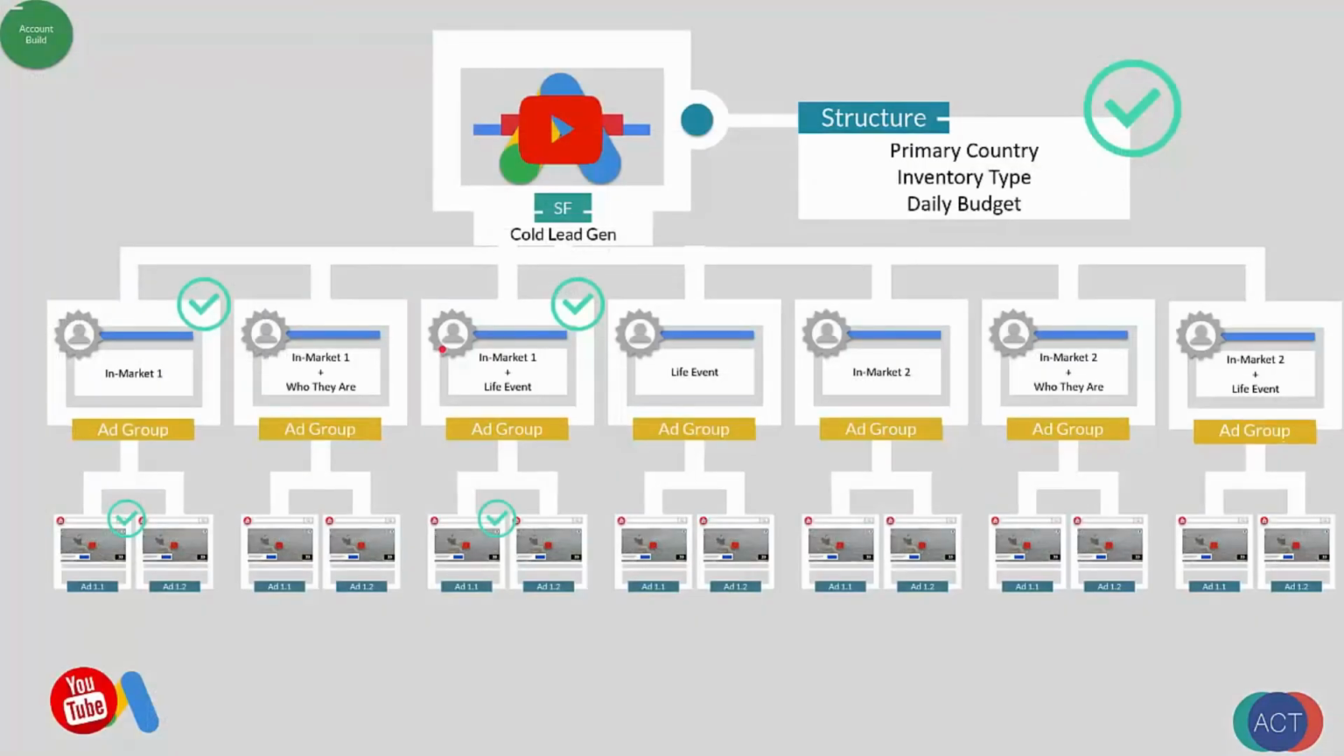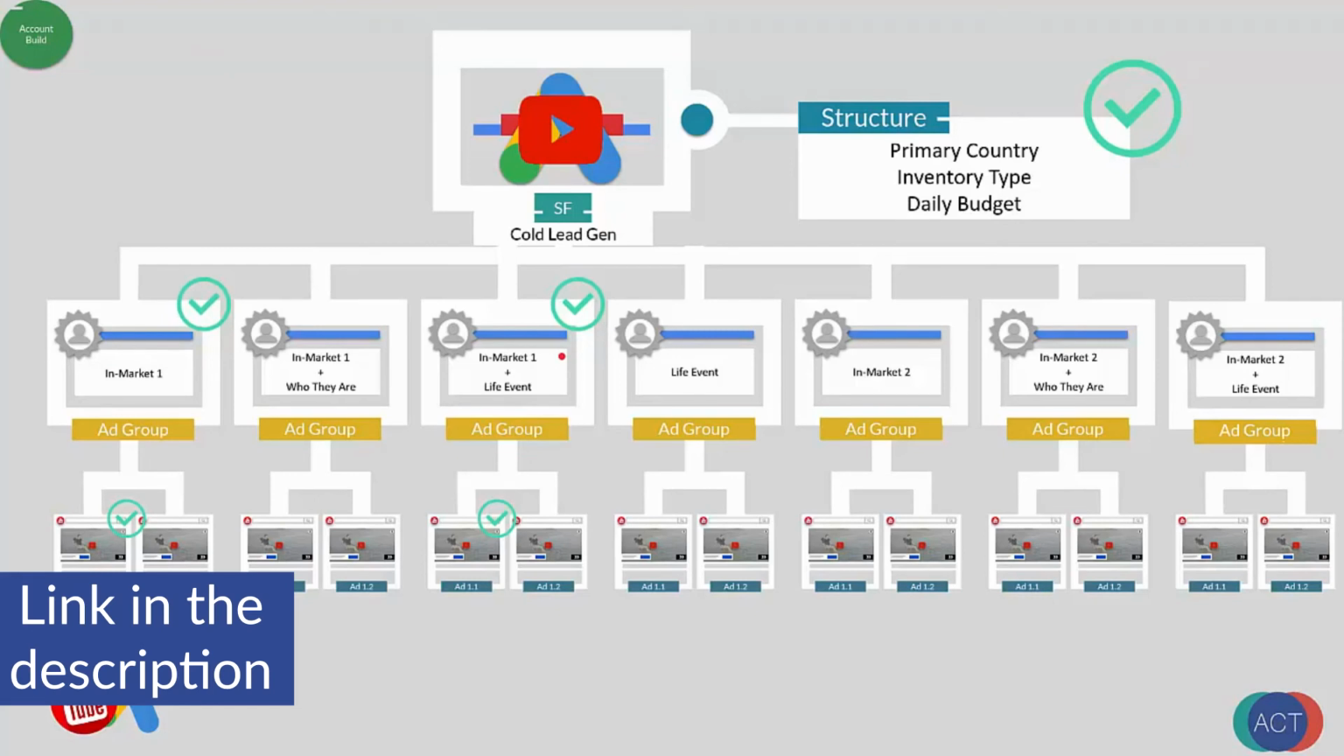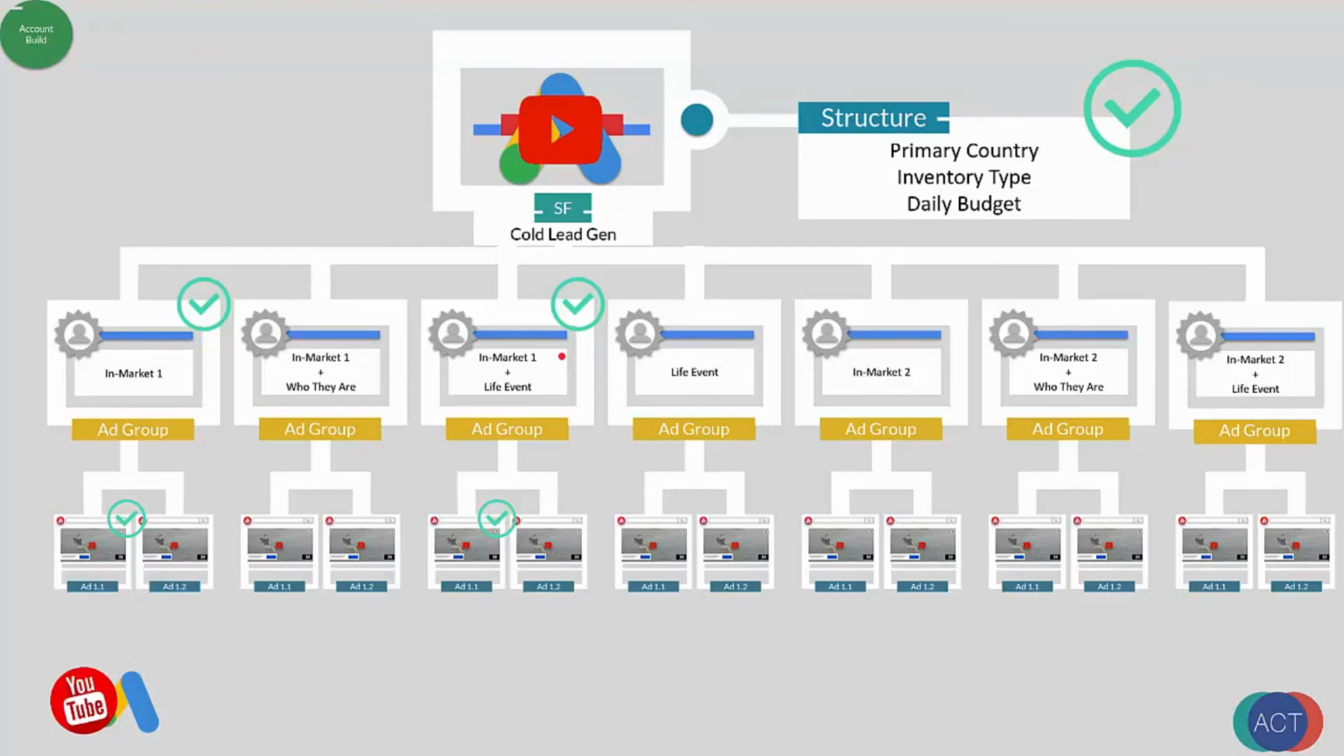So going back to our diagram here, we are pretty much complete with the account building process because we've put together our campaign, we've chosen all of our settings, we've put together ad group number 1 and ad group number 3. Again, you can go through the timestamp table of contents. That process will apply across the board. And then we've gone ahead and created our ads.